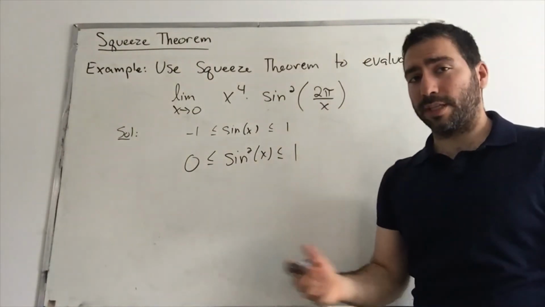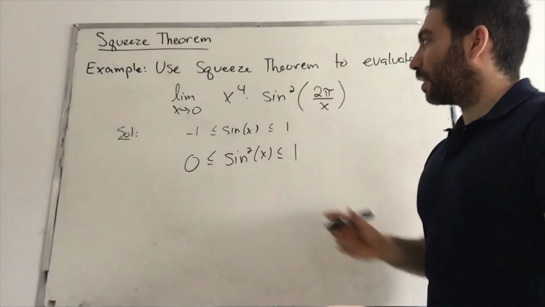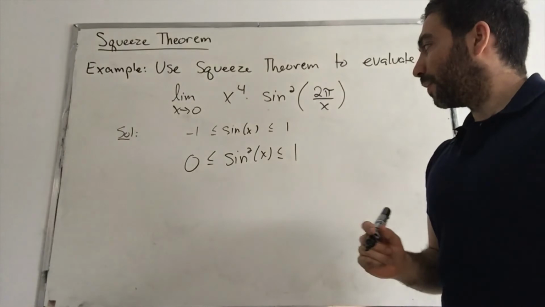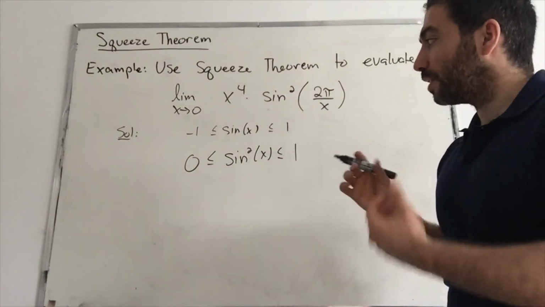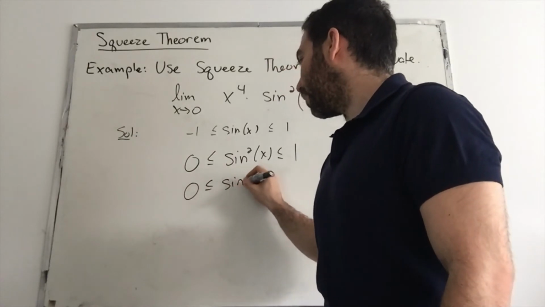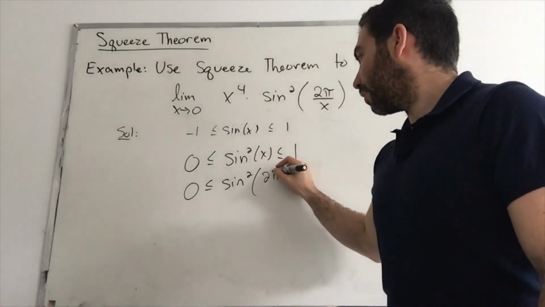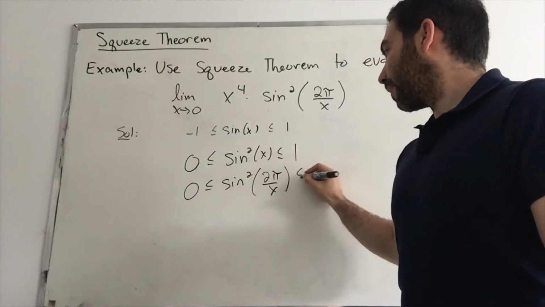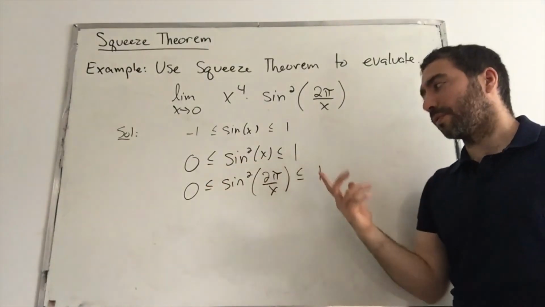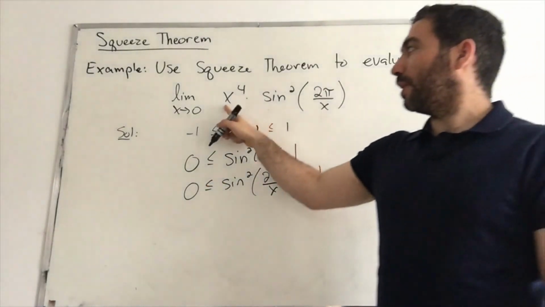And again, same reasoning as we saw in a previous example. Whatever's inside the angle of sine doesn't change the radius or its length. So this is still going to remain within these same boundaries. So 2 pi over x. Essentially, sine squared of anything is between 0 and 1. So this is just there to scare you. And lastly, what we need is the x to the 4.